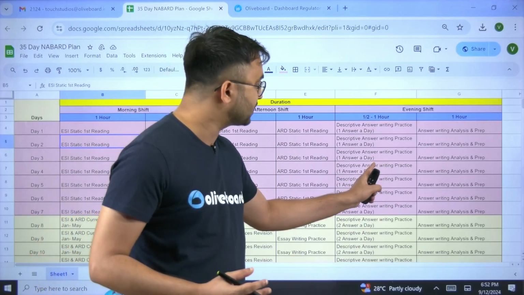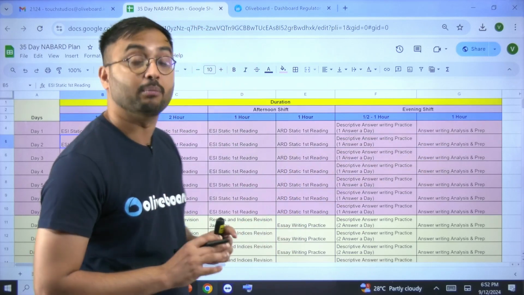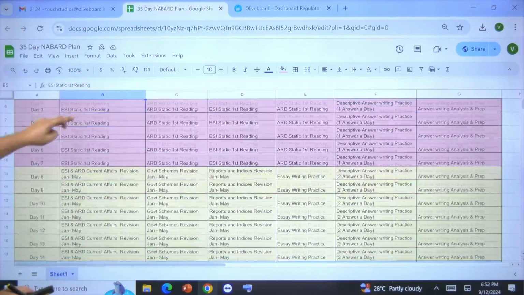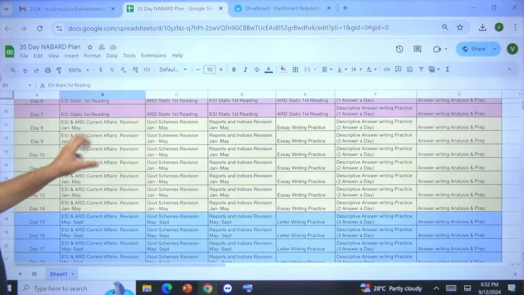Okay, which topic was asked? Do I know that topic properly or not? So 1 hour dedicated practice for answer writing because it is scoring in nature. Next week, if you see in yellow color, this is totally dedicated to current affairs.